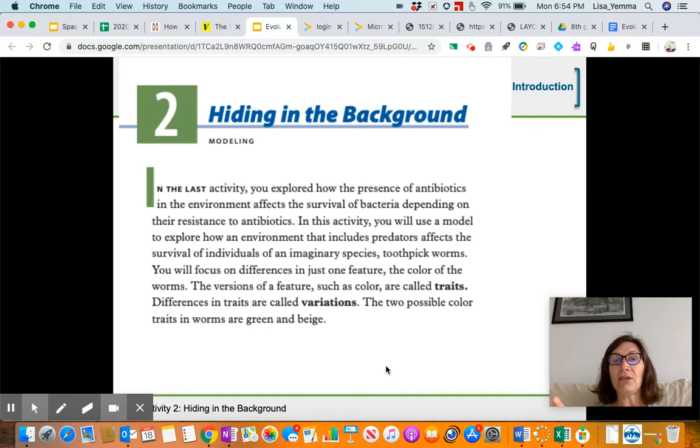So the trait for this particular worm that we're studying is its color. And the differences in the trait are called the variations. For humans, the trait could be skin color, and the differences could be all the variations in skin color that we have. For these worms, their trait for color has two possible variations: green and beige.